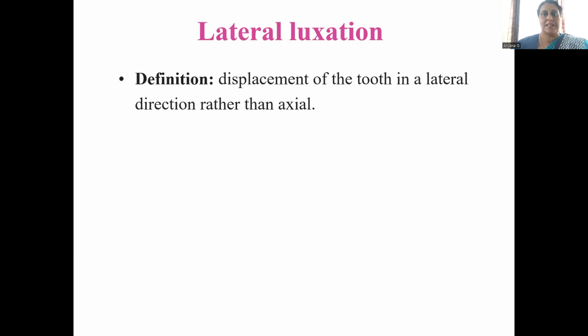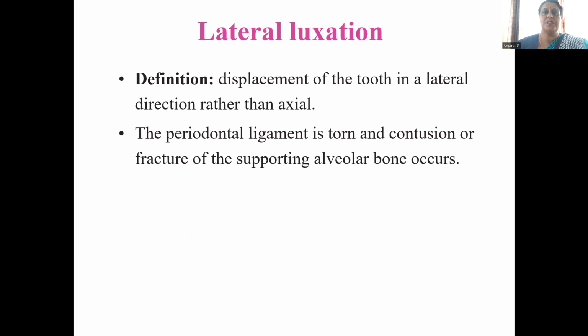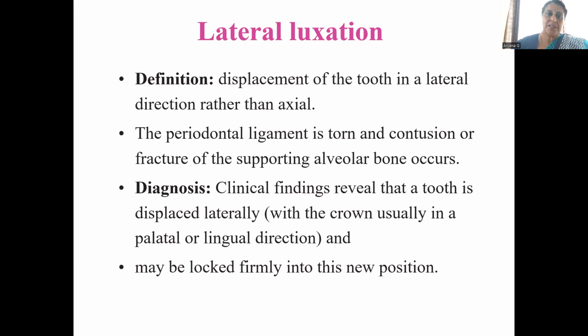Then comes lateral luxation. Lateral luxation means displacement of the tooth in a lateral direction rather than axial. The periodontal ligament is torn and contusion or fracture of the supporting alveolar bone occurs in lateral luxation. Clinical findings reveal that the tooth is displaced laterally, with the crown usually in the palatal or lingual direction if the impact is from the front, and it may be locked firmly in this new position.